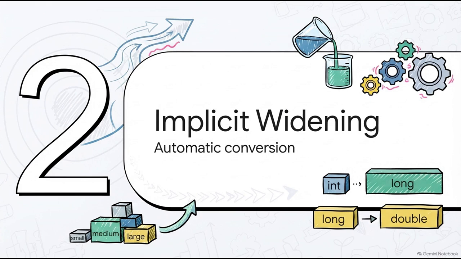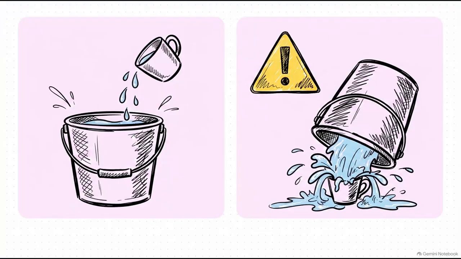Moving on to Section 2. Implicit widening conversions. Automatic conversion. This right here is the first rule of conversions. It focuses on scenarios where Java quietly handles all the heavy lifting for you. Just look at this fundamental duality.